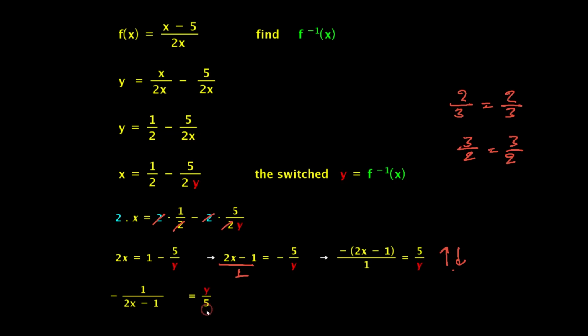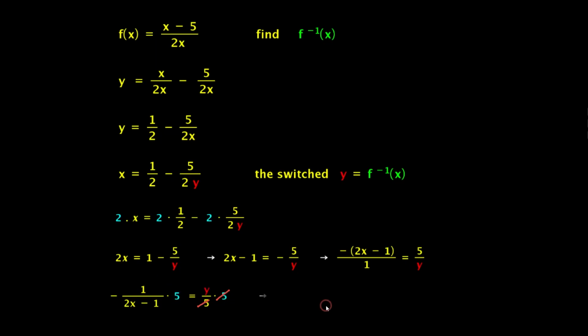Now we just have to get rid of the 5 from the right side. Y will be isolated. To do that, we need to multiply the right side by 5. And we have to do the same thing on the left side. So the 5, the denominator, is cancelled by multiplying the right side by 5 and doing the same thing on the left side.